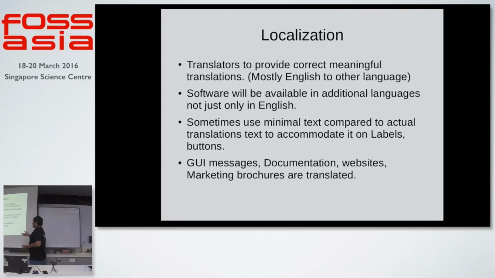Then sometimes, like I said, use minimal text compared to the actual translation text to accommodate it on labels and buttons. And then what are the things that are available for localization? Those are the GUI messages, then the documentation. If you have seen, most of the products have huge documentation. Then their websites, the websites also contain a lot of information that can be translated.